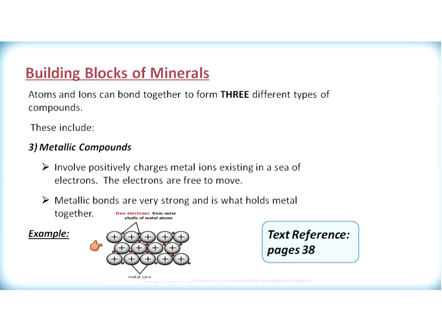So if we look at the diagram below, we see a sea of red electrons which move in between all the positive nucleuses of the metal ions. Text references on metallic compounds can be seen on page 38 in your text.